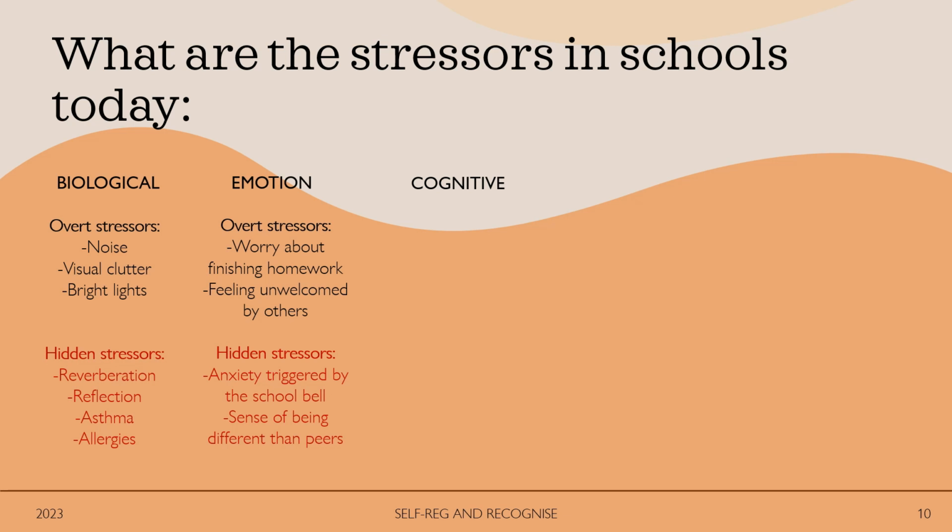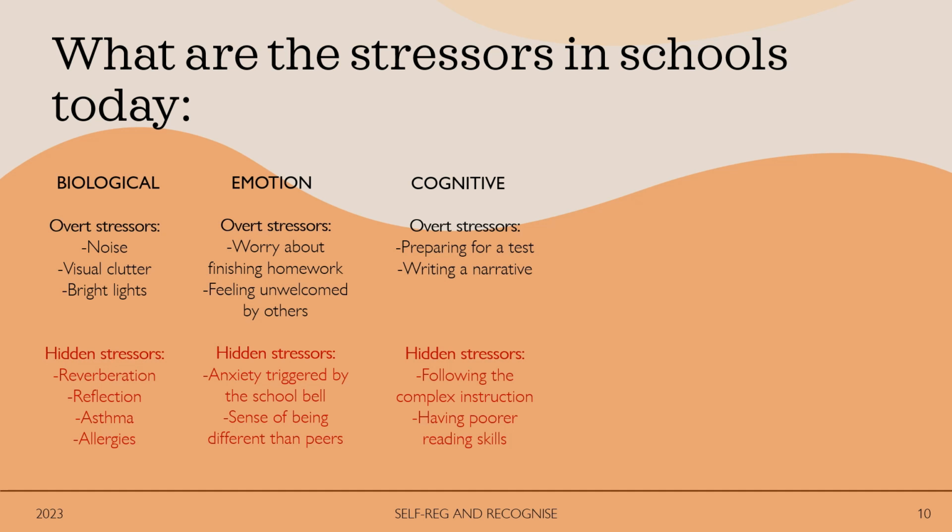How about the cognitive domain? The overt stresses within the academic settings would definitely include preparing for a test or producing a longer piece of work, such as a narrative or an essay. And how about the hidden stresses? These hidden stresses are more assumed within the academic realm. So these include having comprehension difficulties, having difficulties following complex instruction or following the content that is taught within the classroom. And some children may have visual perception differences, and they have difficulties recognizing alphabets, and these can lead to poorer reading skills, and attentional differences can also play a part.